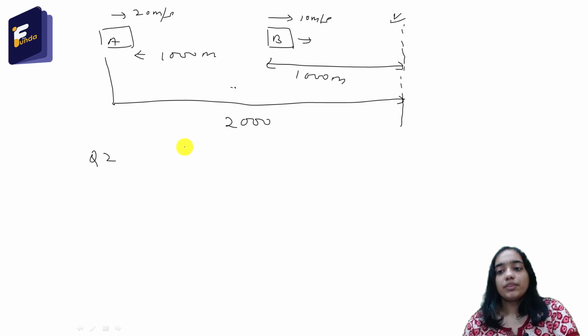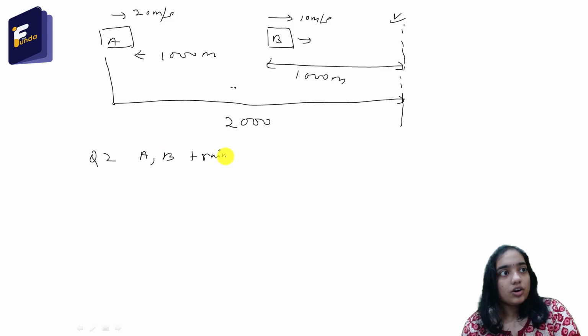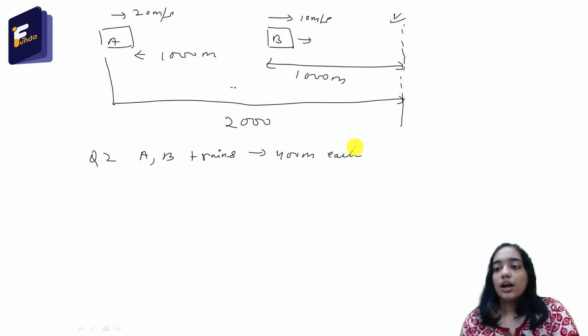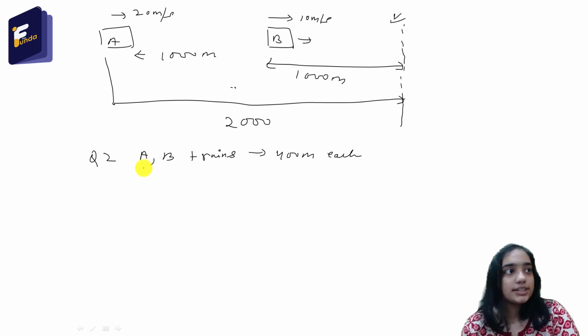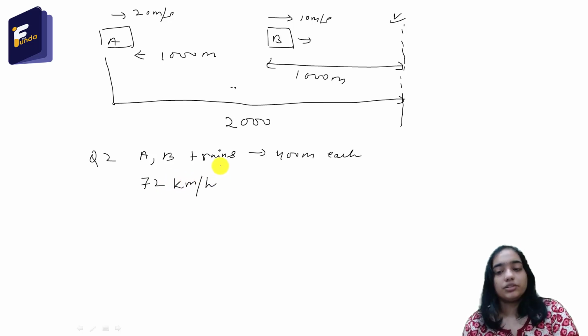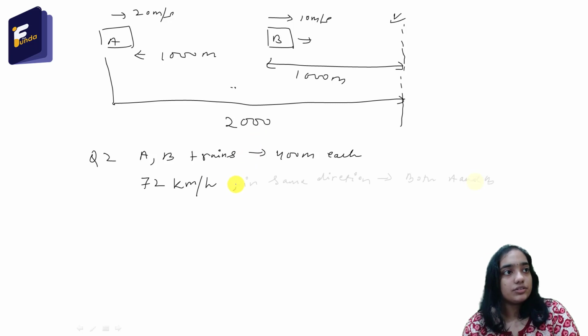So the question is: two trains A and B, of length 400 meter each, are moving on parallel tracks with uniform velocity of 72 km per hour in the same direction, with A ahead of B.